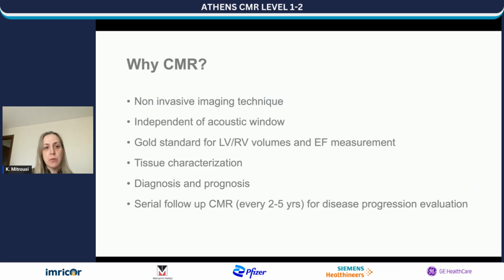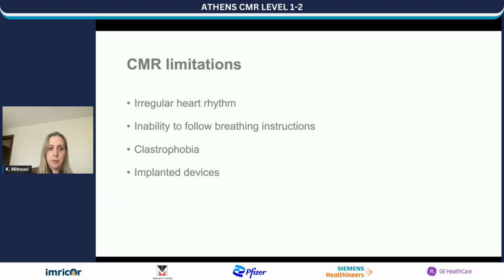But why do we use cardiac MRI here? Cardiac MRI is a non-invasive imaging technique, independent of acoustic window, so it can be used when patients have bad echo windows. It's the gold standard for LV and RV volumes and ejection fraction measurement. It can give us tissue characterization, and it can help in diagnosis and prognosis of the disease. Serial follow-up cardiac MRI every 2 to 5 years is crucial for disease progression evaluation.